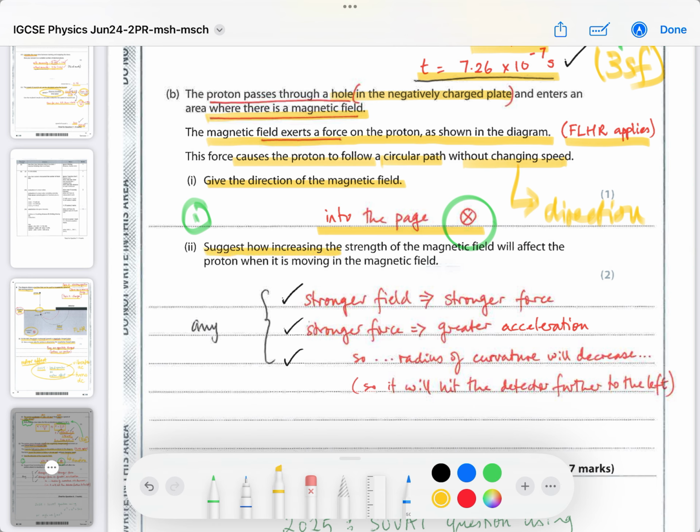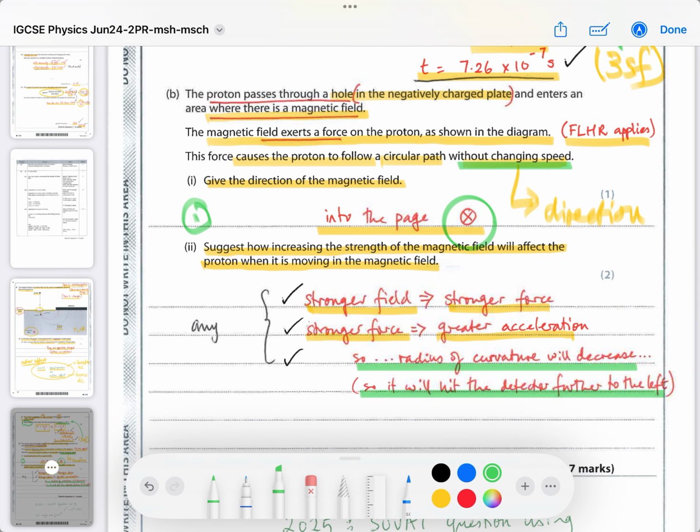Part 2 asks you to suggest how increasing the strength of the magnetic field will affect the proton when it's moving in the magnetic field. A stronger field means a stronger force, yes, and a stronger force means a greater acceleration. So if it's greater acceleration but without changing speed, it means the direction will change faster. So the radius of curvature will decrease. In other words, it will turn more suddenly. So it will hit the detector further to the left.